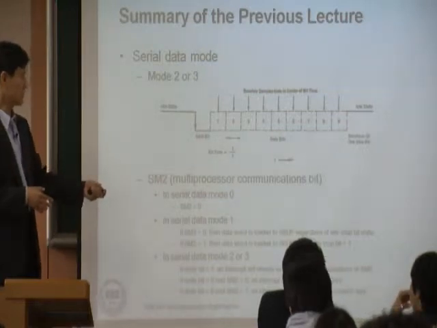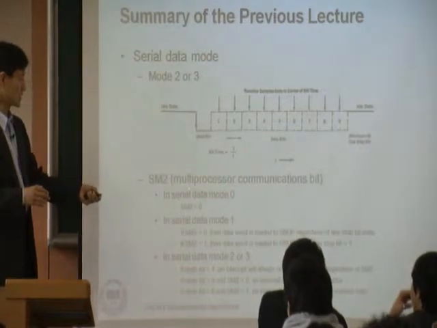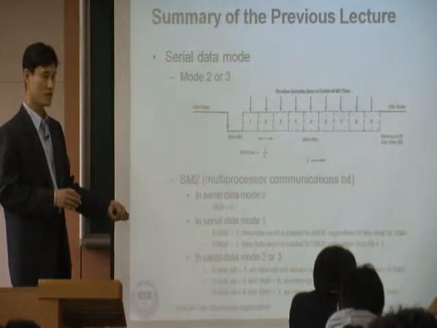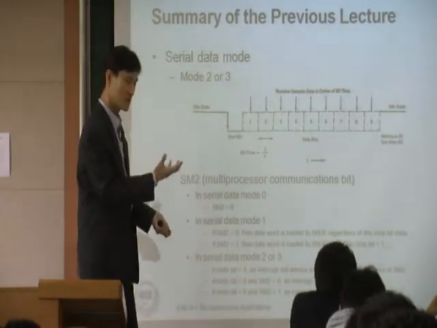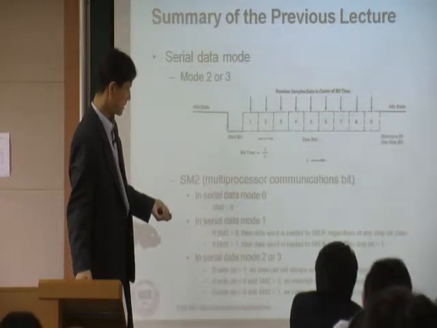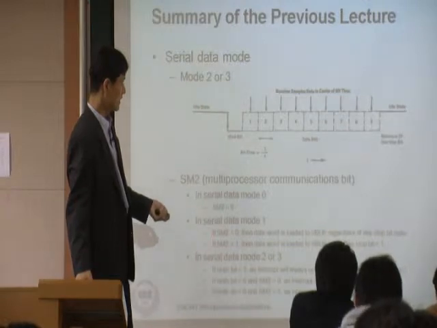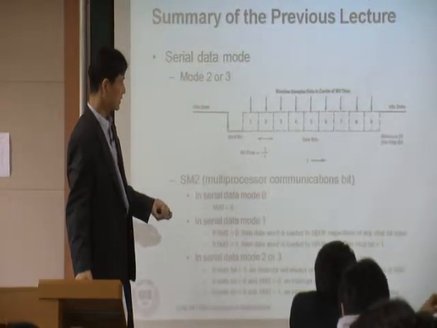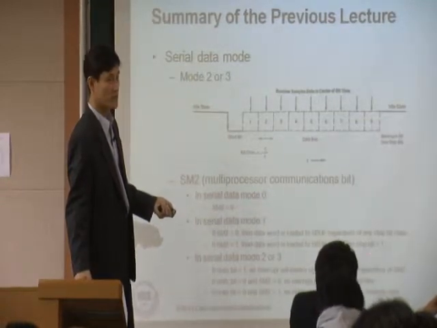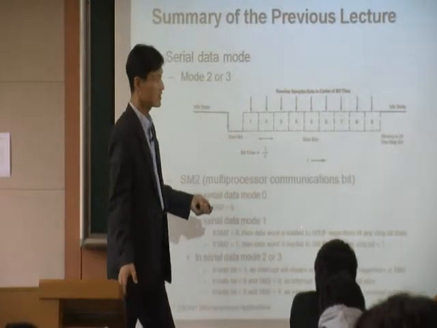So this is how it works. In mode 0, it's ignored. It doesn't work, so it is not important. In serial data mode 1, this is how it is used. It's a little bit complex and not really popular, but let's look at it. If you use mode 1 and SM2 is 0, then the data word is loaded to SBUF regardless of any stop bit. So in this case, they are not checking the stop bit.